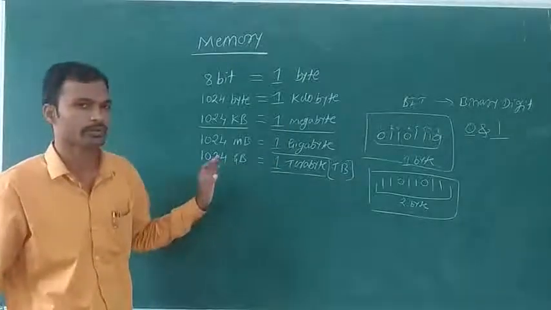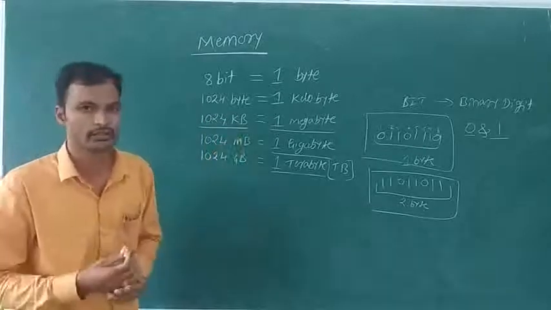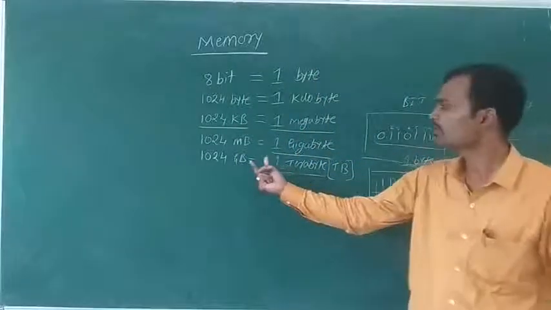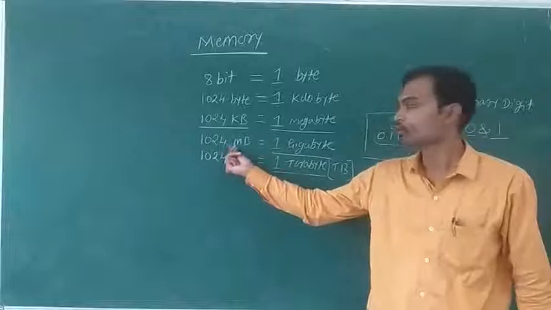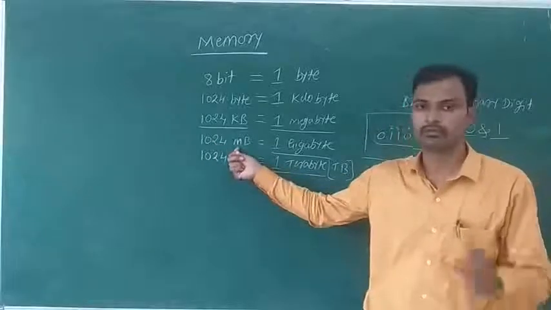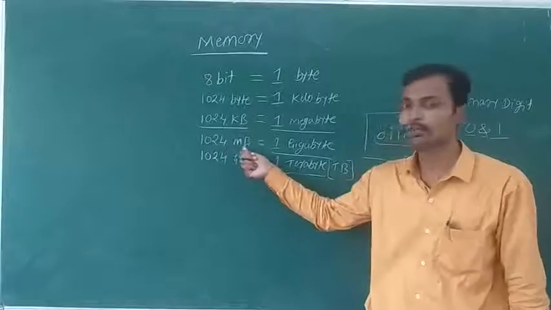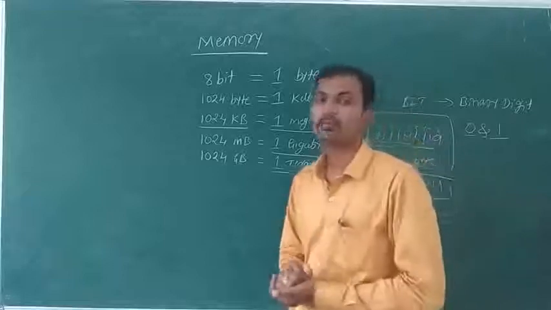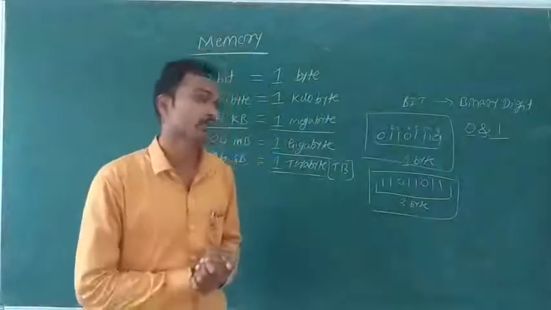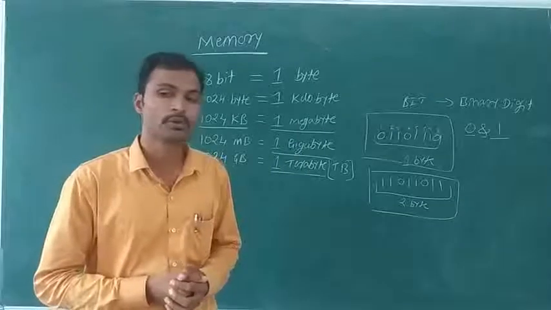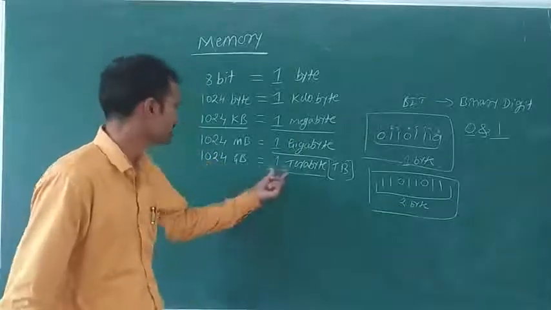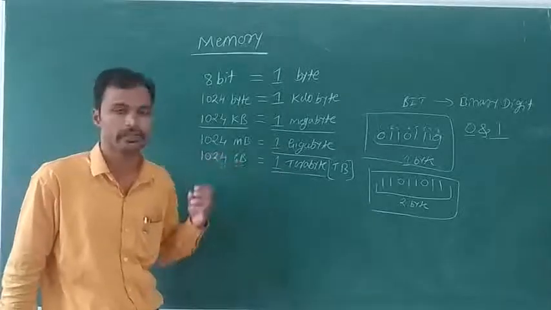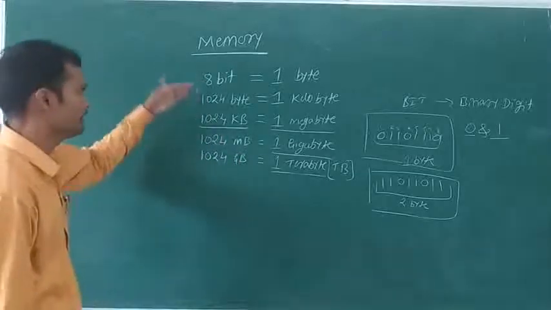Likewise, the memory will be calculated. You say my mobile has 2 GB RAM. 2 GB RAM is how much? 2048 MB. Got it? So nowadays, if you purchase a new computer, it comes with 1 TB. What do you mean by 1 TB? 1 TB means 1024 GB. Got it? So this is the calculation.